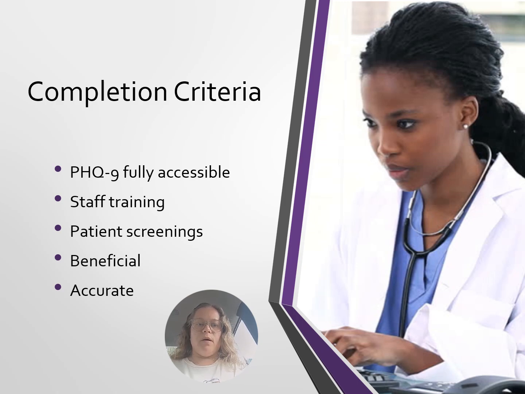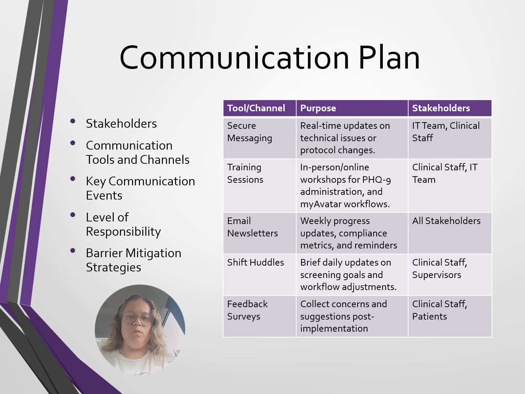Completing the scope, the completion criteria is as follows. PHQ-9 is fully accessible as a flowsheet within My Avatar. At least 90% of relevant staff complete training on PHQ-9 usage and demonstrate proficiency. A minimum of 80% of patients are screened using the PHQ-9 during the implementation period. Surveys indicate that at least 80% of staff find the tool beneficial for identifying depression and improving patient care. Finally, regular audits confirm accurate documentation of PHQ-9 results in patient charts with automated reporting functionality enabled in My Avatar.